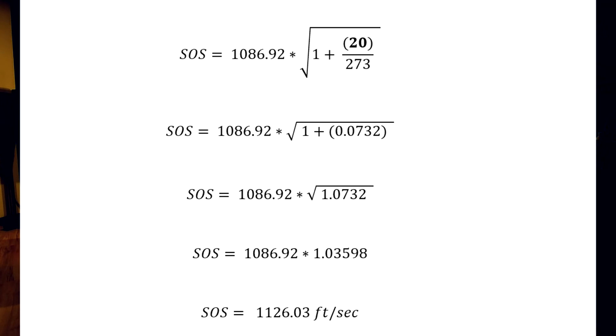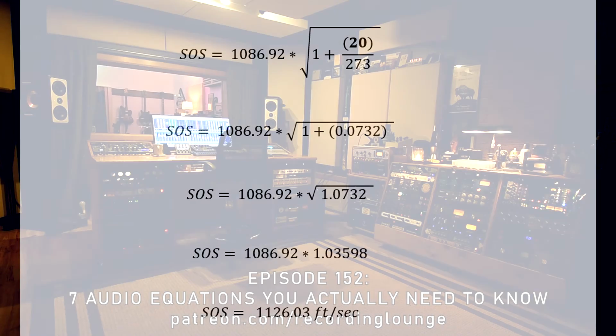We take the square root of 1.0732. That gives us 1.03598. We multiply that by 1086.92, and we get 1126.03 feet per second. So why does this matter?